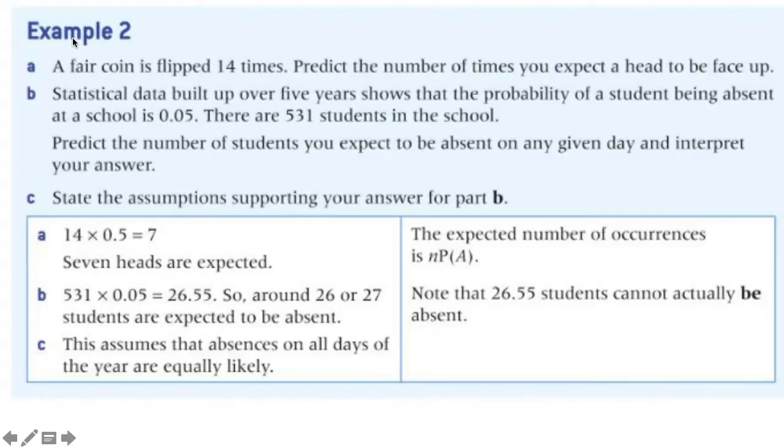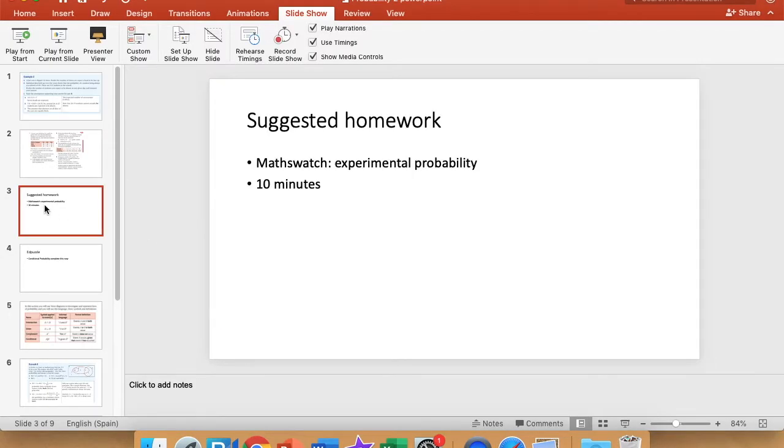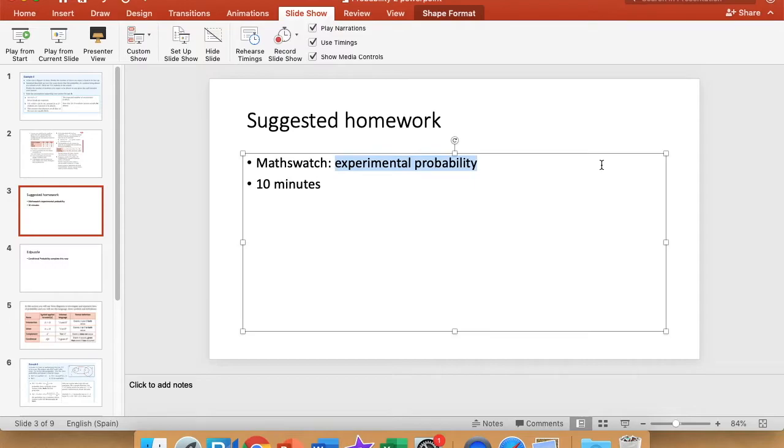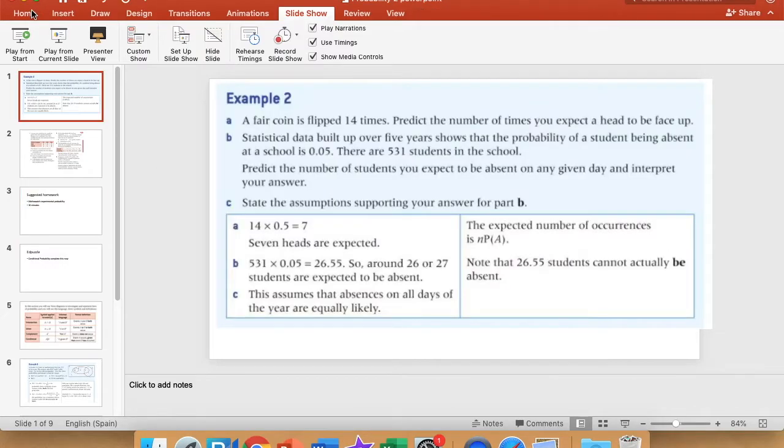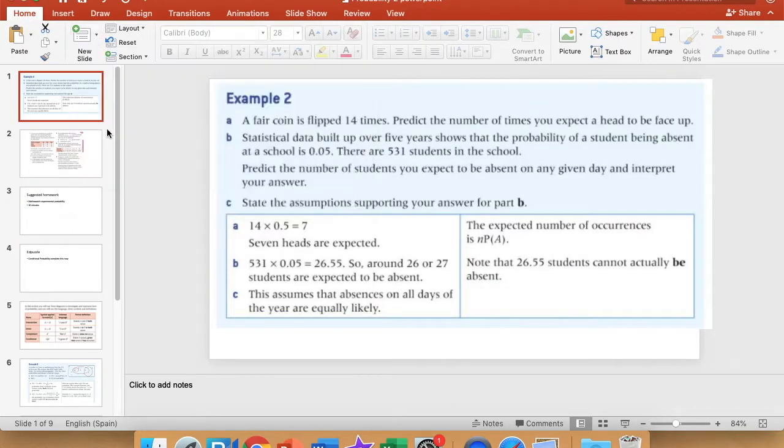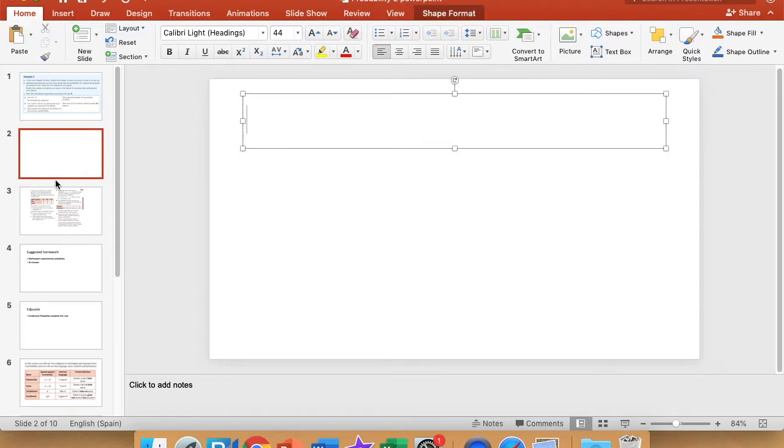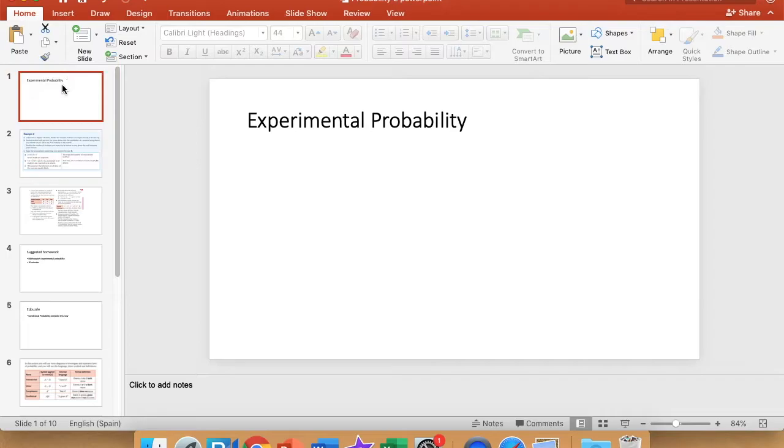So for today's lesson, I'm going to go over two major topics with you. The first topic we're going to be going over is the following. This is the example we're going to look at. And this topic is called experimental probability. So in your books, what I would like you to do is write the title, experimental probability. You may want to pause this video.